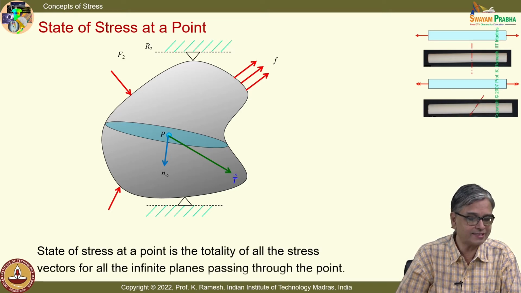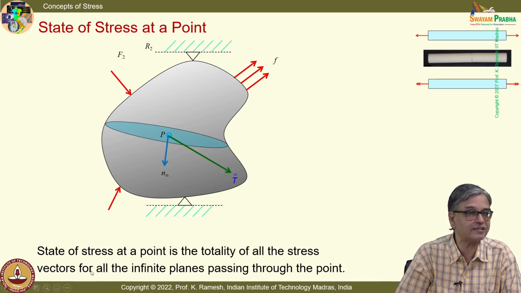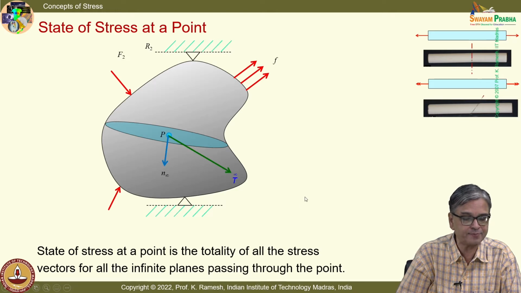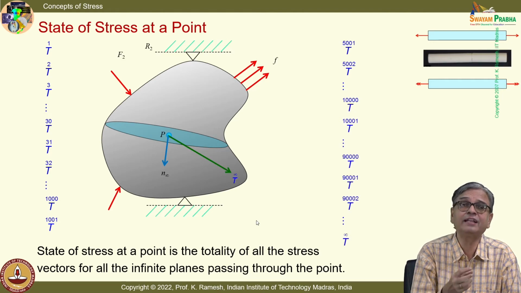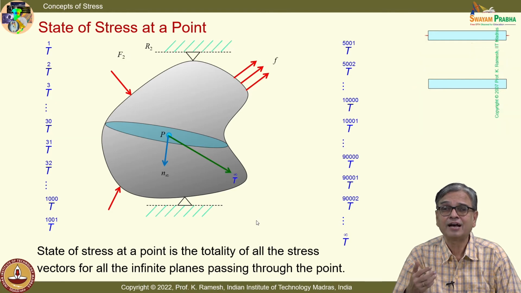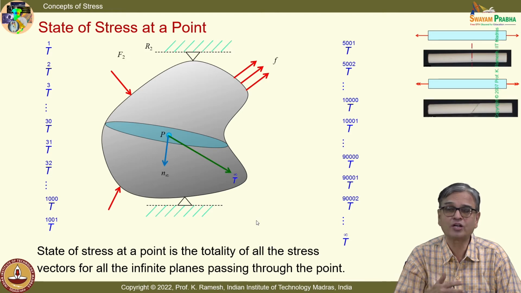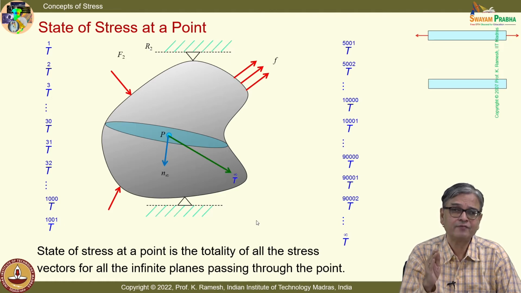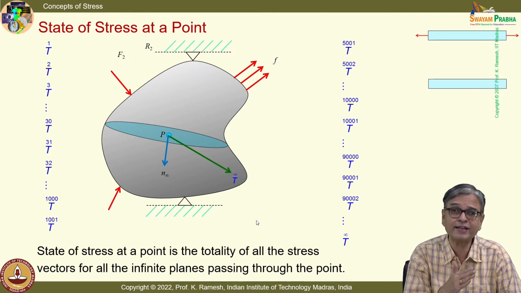So, what we call the state of stress at a point is the totality of all the stress vectors for all the infinite planes passing through the point. So, we want to have that. Only then can we graduate and analyze what happens in an arbitrary plane in a material, how the failure is precipitated, and so on. So, what you will have to appreciate is, from a cross section we have graduated to what happens at a point. At a point we have a challenge that we have to look at all the infinite planes.